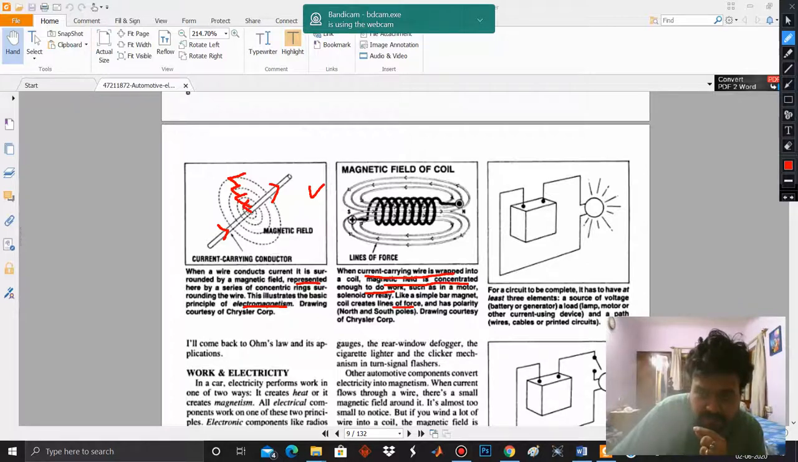For a circuit to be complete, it has to have at least three elements: a source of voltage, that is a battery or a generator, a load, that is a lamp or motor, and a path, that is cables or wires.